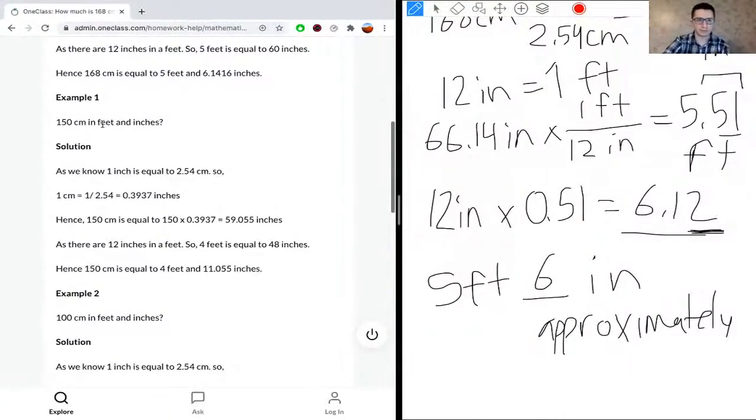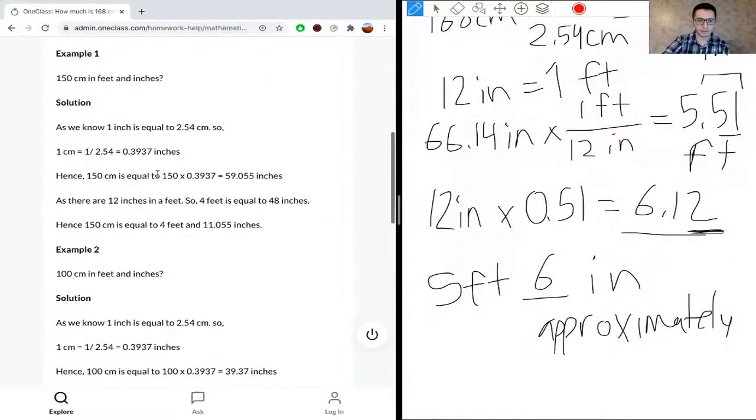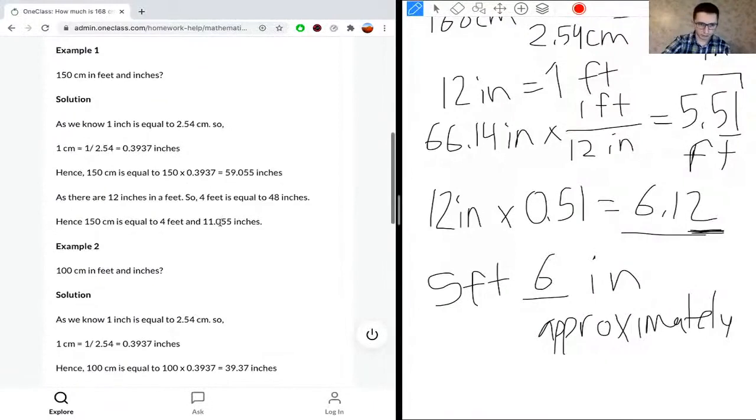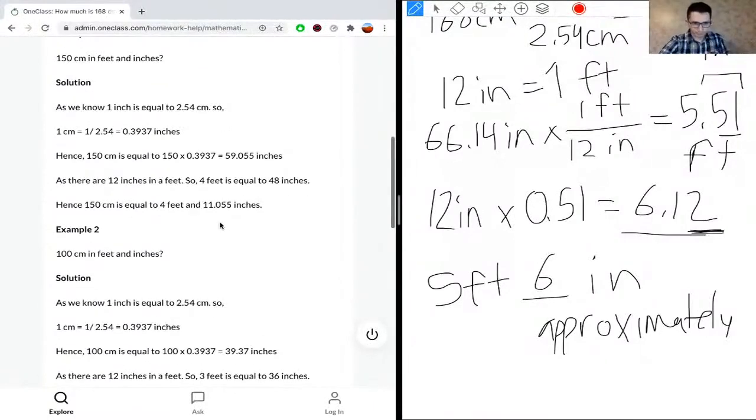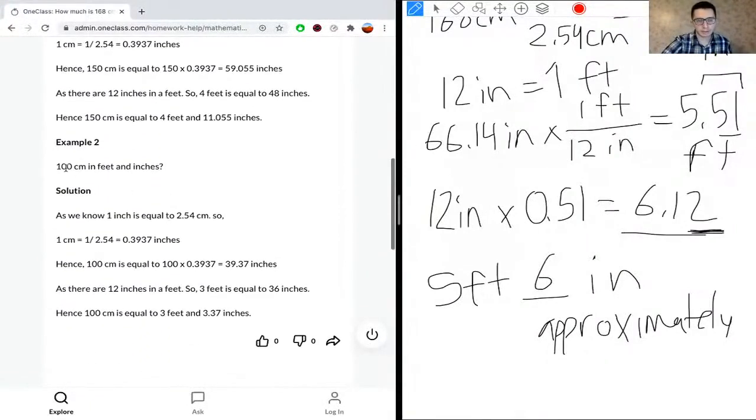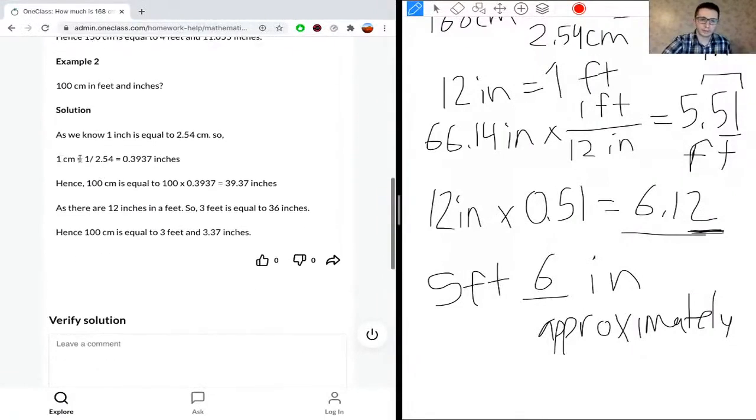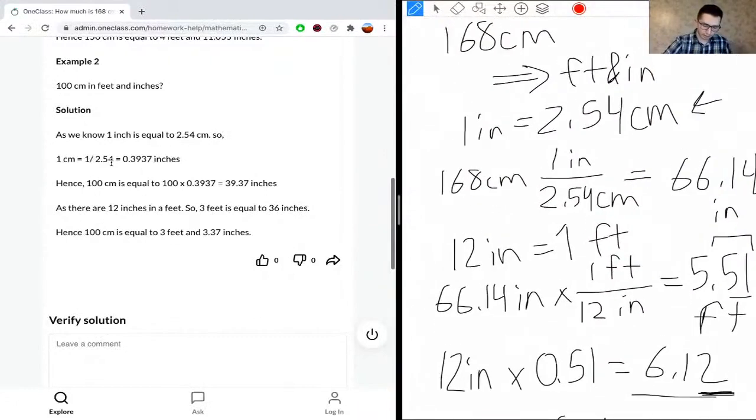Here another example is given in the solution. What's 150 centimeters in feet and inches? A similar process is followed to multiply through, and they get 4 feet and 11 inches. They go through a similar process to do an example calculation, and they convert 100 centimeters as well. So here 100 centimeters multiplied by 0.3937, which is just 1 over 2.54. So the same conversion factor that we used up here.